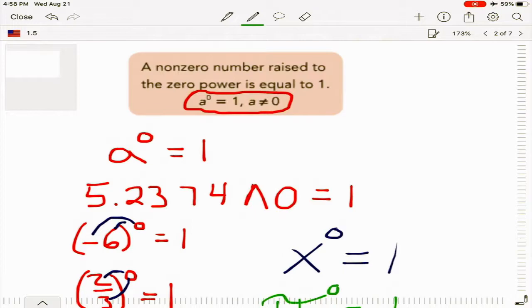So any number to the 0 power equals 1, besides, and they do tell you this, besides when a equals 0. So what they're trying to say there is, if you do 0 to the 0 power, that will not equal 1. You would actually get an error. So if you did 0 to the 0 power, you get a math error. So just keep that in mind. So any other number besides 0 to the 0 power is 1.